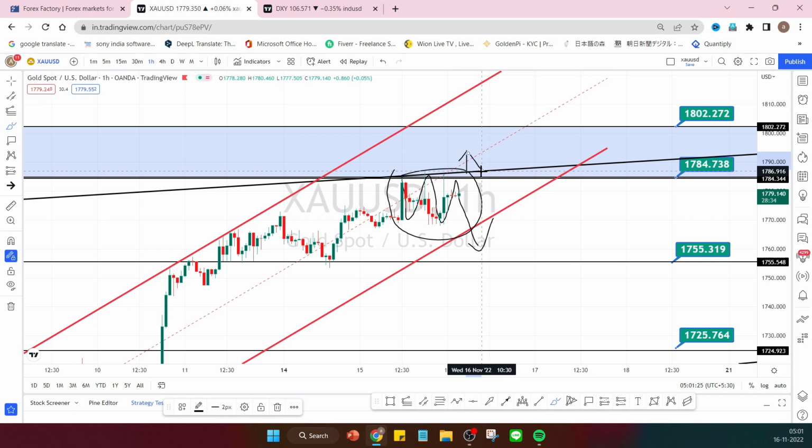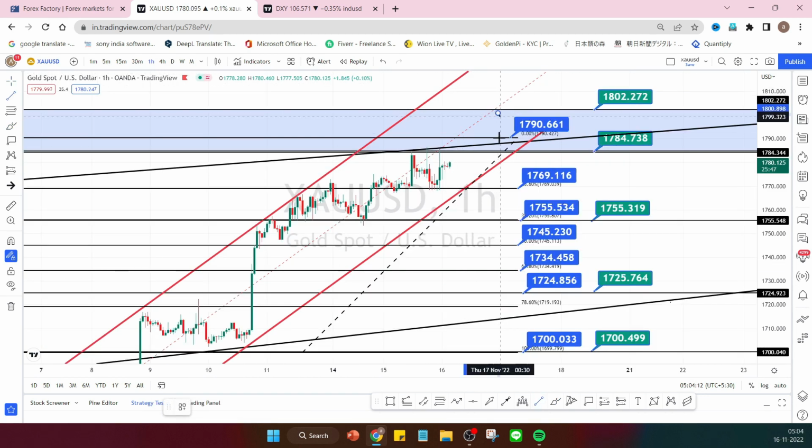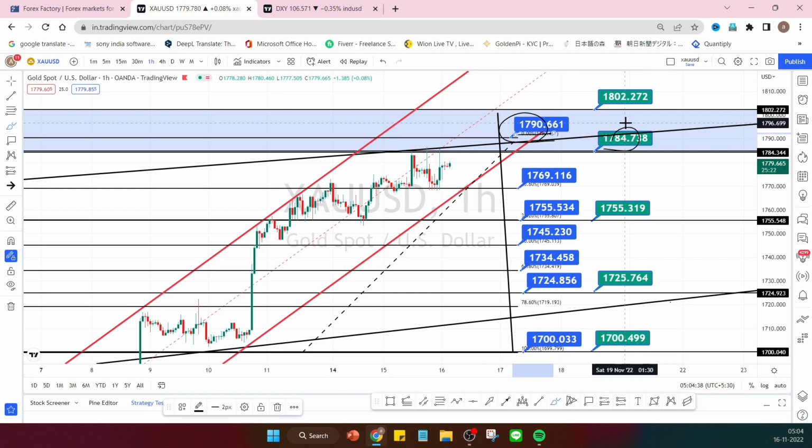Let us mark the support and resistance levels. So the values within this blue color boxes are the resistance and support levels for current price action in hourly time frame. Currently the price action is trading between the resistance level of 1790 to 1784, and if the price action breaks the resistance level of 1790, next level of resistance is going to be around 1800. And on the bearish side, if the price action breaks the support level of 1769, next level of support is going to be around 1755, 1745, 1734, 1724, 1719 and 1700.